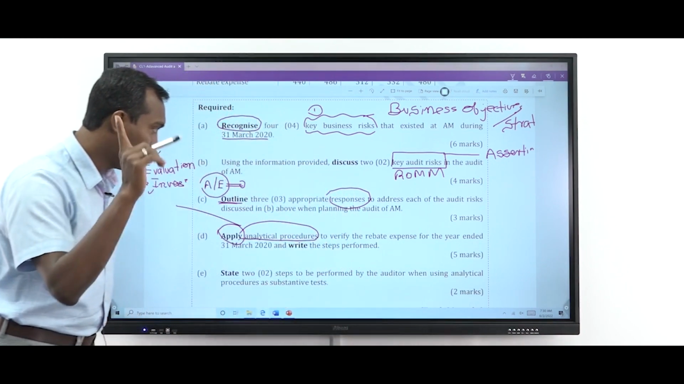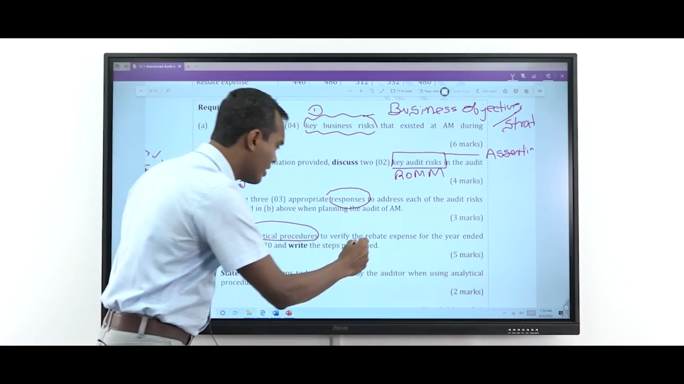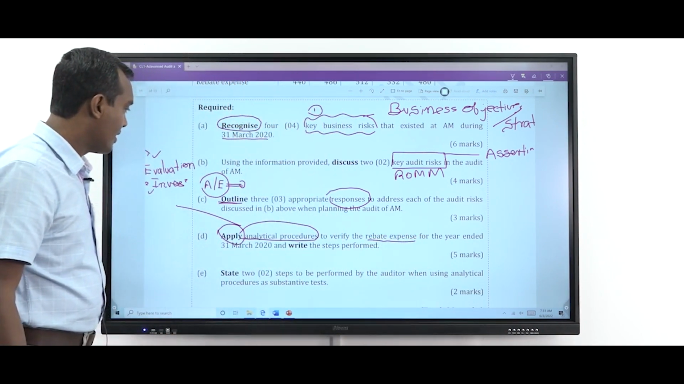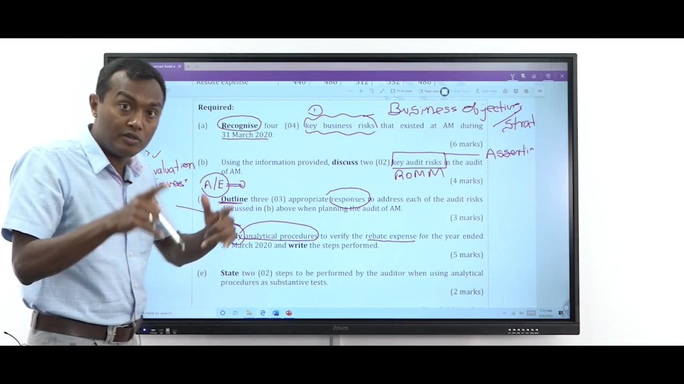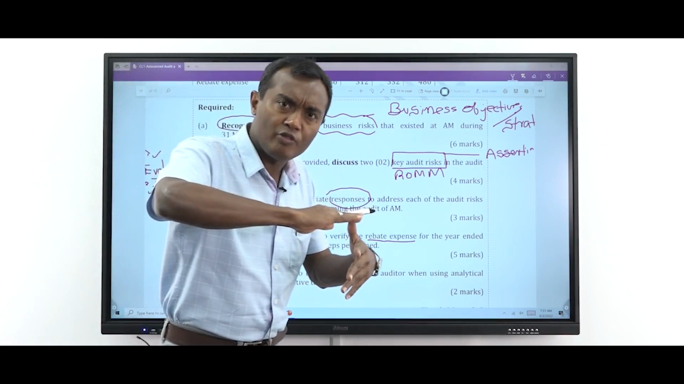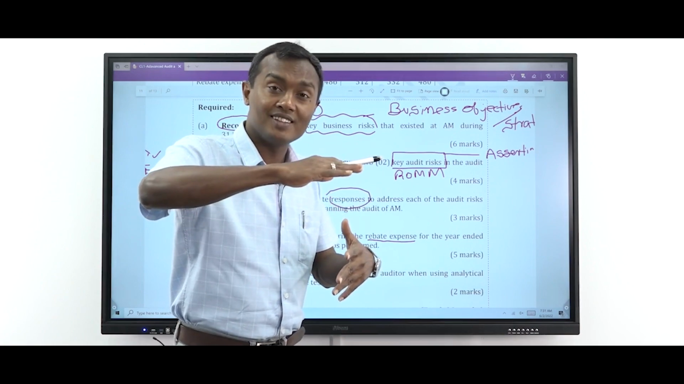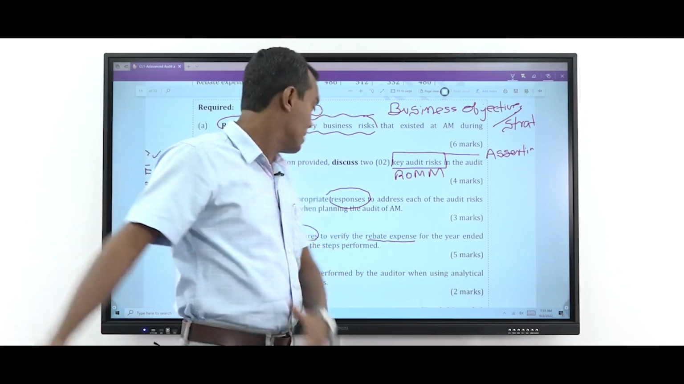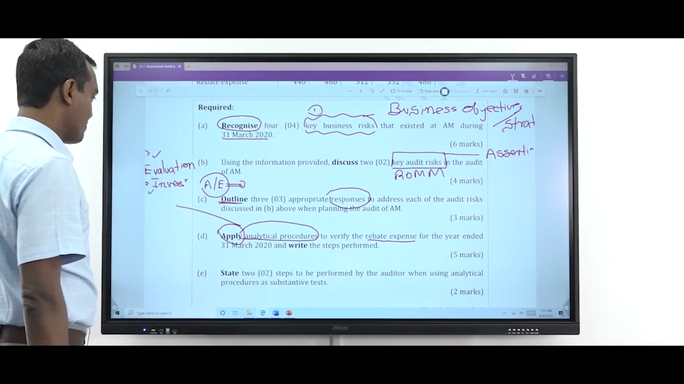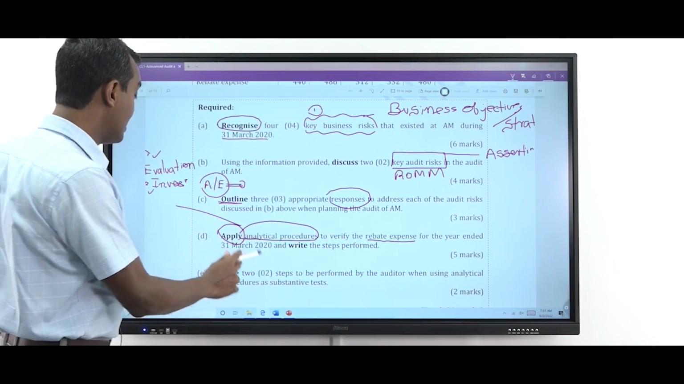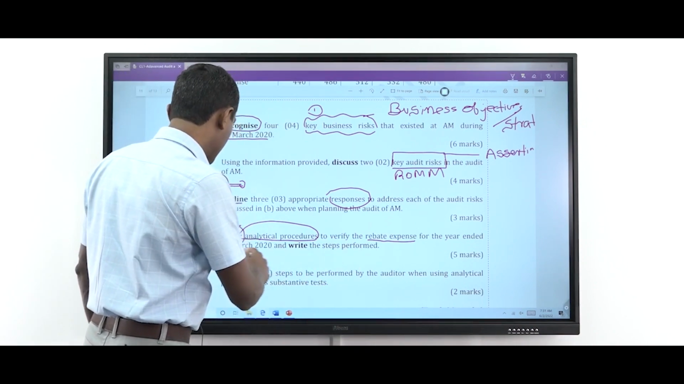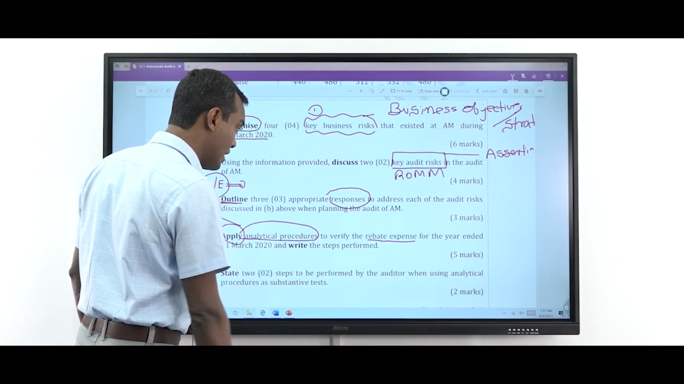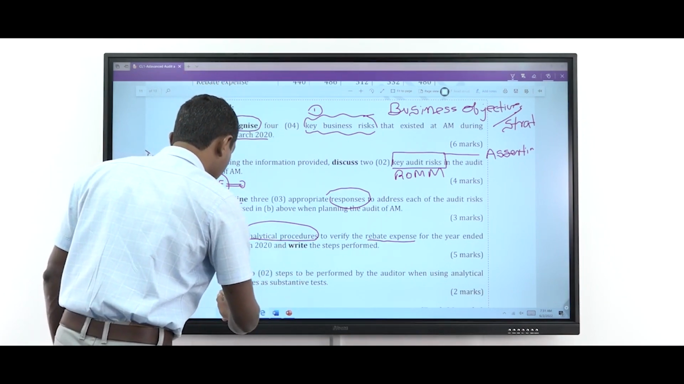Now here we are looking at what relationship? Rebates. Now first of all, rebate is something like a commission, rebate expense, right? Now rebate goes with what? Definitely, if it is commission, it should be sales. When sales increase, rebate should increase. So the percentage should be predictable. So they are asking that. And also they are asking to apply analytical procedures to verify rebate for the year ended. Another question, state 2 steps to be performed by the auditor when using analytical procedure as substantive test.